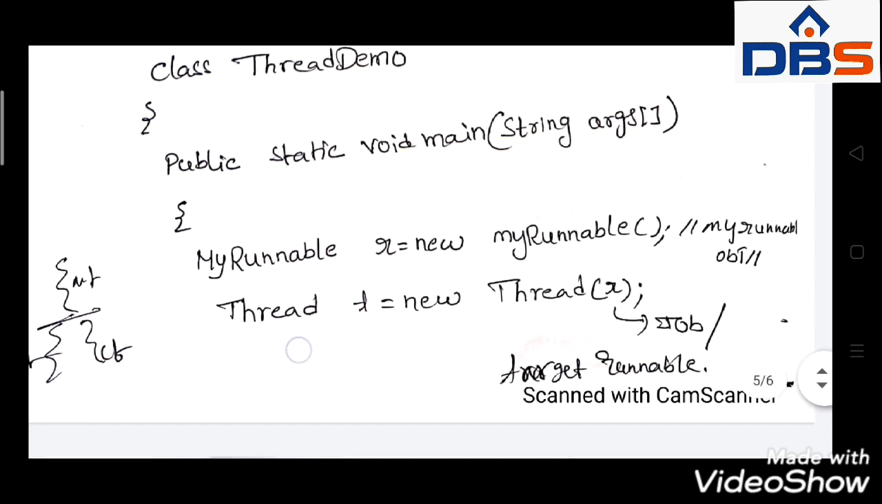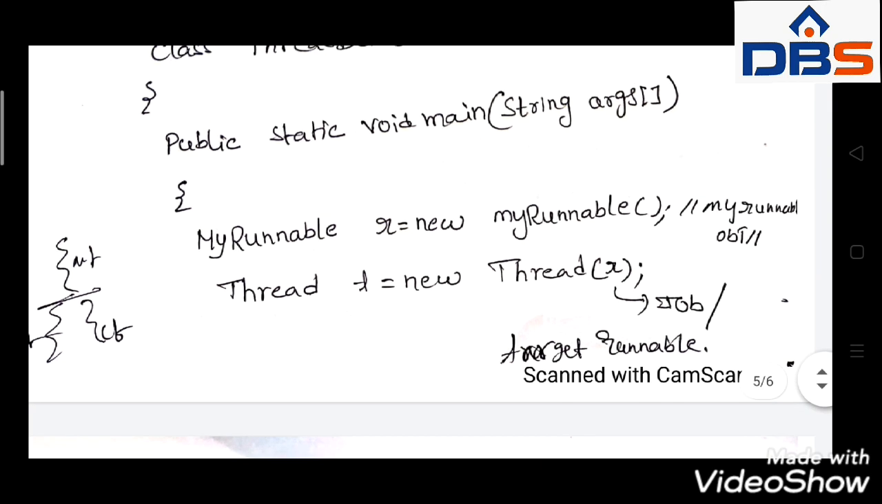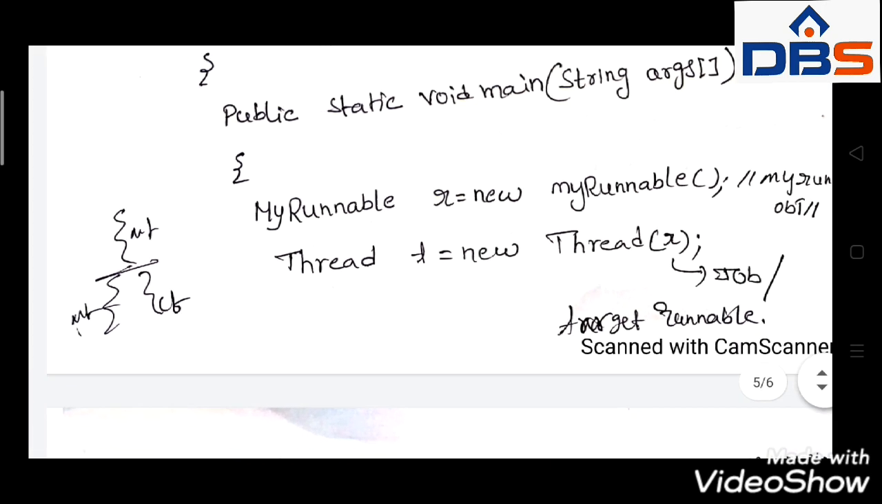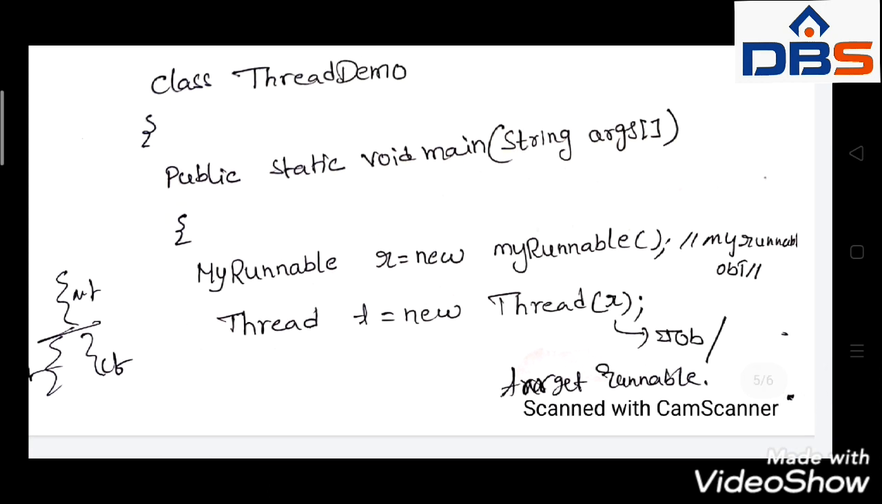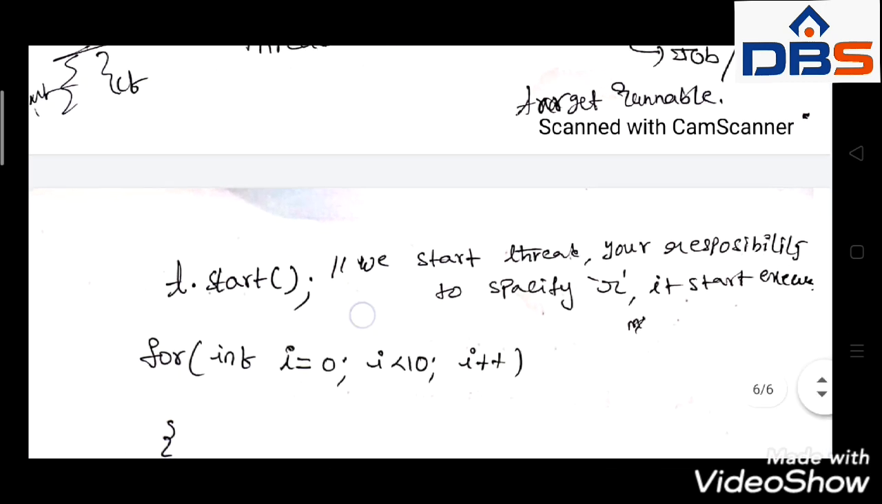Then we are creating a thread object. Thread t is equal to new Thread, with the target being the Runnable. This is the job of the target Runnable. So what is the change between the previous program and this program? Here we are creating a Runnable object. Then we can call the t.start method as usual.